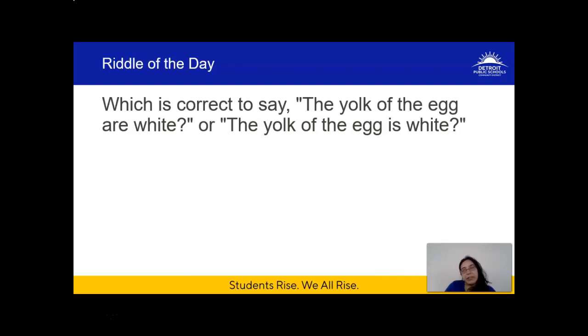So we'll do a little riddle. Go ahead and read this on your screen while I read it out loud for you. Which is correct to say? The yolk of the egg are white, or the yolk of the egg is white? Read that again to yourself. Think about it if you need to.